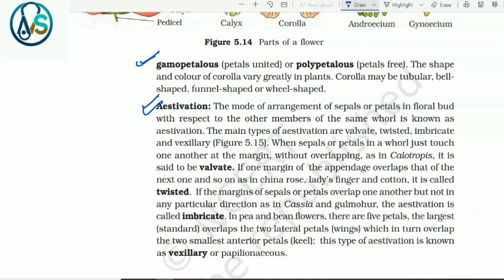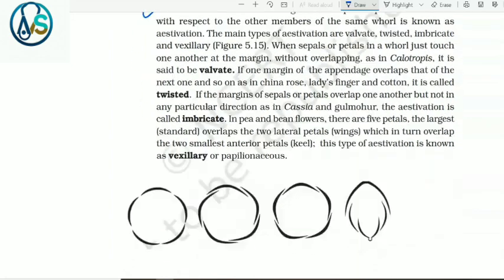If one margin of the appendage overlaps that of the next one and so on, as in china rose, lady's finger and cotton, it is called twisted. If the margins of sepals or petals overlap one another but not in any particular direction, as in cassia and gulmohar, the aestivation is called imbricate. In pea and bean flowers, there are 5 petals. The largest, that is standard, overlaps the 2 lateral petals, that is wings, which in turn overlap the 2 smallest anterior petals, that is keel. This type of aestivation is known as vexillary or papilionaceous.